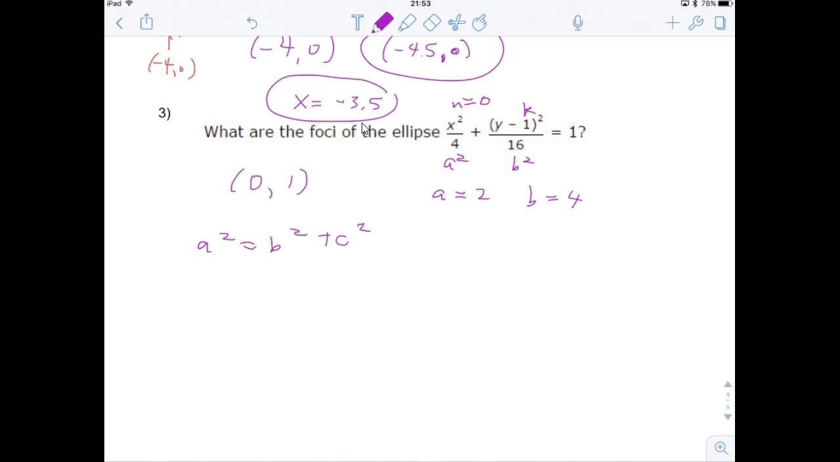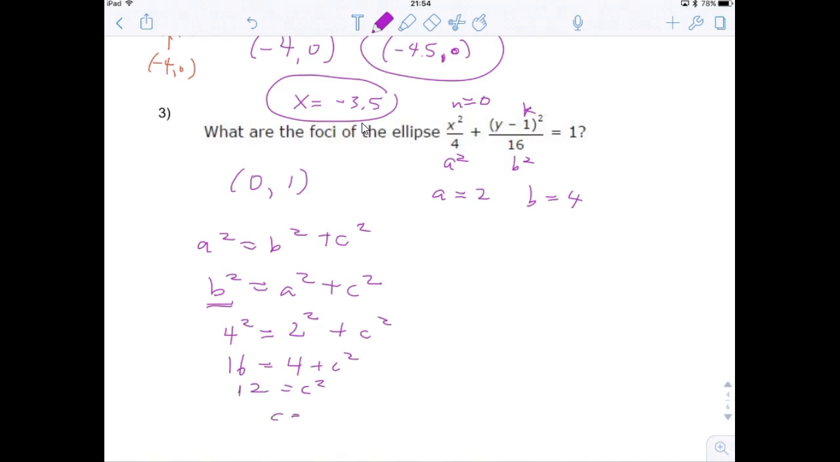And in this case, the long length is actually b and not a, so we're going to switch the formula so that the longest length is here. So if it's b, then we're going to put the longest length here. So it was 4 squared equals 2 squared plus c squared. So that means 16 equals 4 plus c squared. c squared is equal to 12.